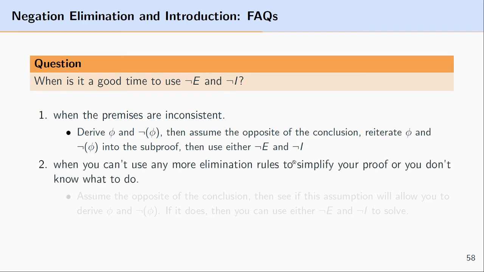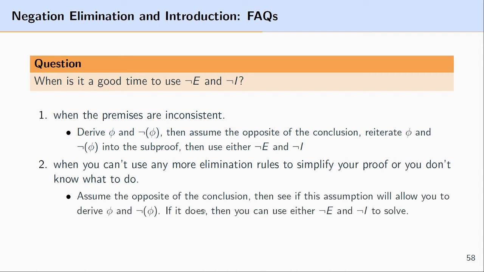Another general answer is, if you're not really sure what to do, that is, you've used all your elimination rules, you've tried different ways of proving it, but you haven't yet used this negation elimination and introduction strategy, and you've simplified the proof as much as you can, maybe it's time to look at the goal of your proof and ask, what is my proof trying to establish? Let's assume the opposite and then work with what I have to see if assuming the negation of the conclusion gets me what I want.